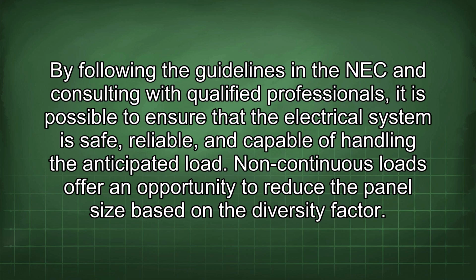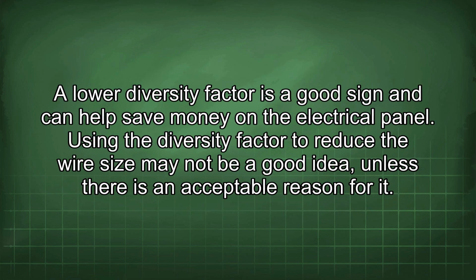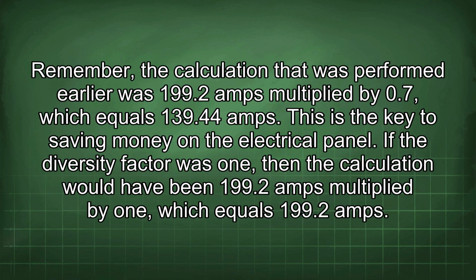Non-continuous loads offer an opportunity to reduce the panel size based on the diversity factor. A lower diversity factor is a good sign and can help save money on the electrical panel. Using the diversity factor to reduce the wire size may not be a good idea unless there is an acceptable reason for it. Remember, the calculation that was performed earlier was 199.2 amps multiplied by 0.7, which equals 139.44 amps. This is the key to saving money on the electrical panel.